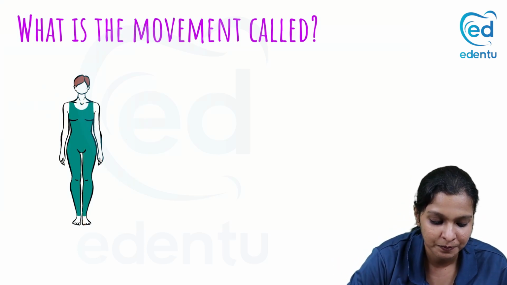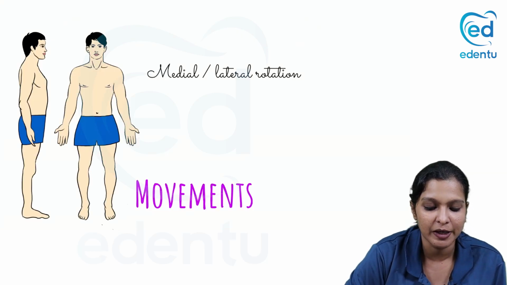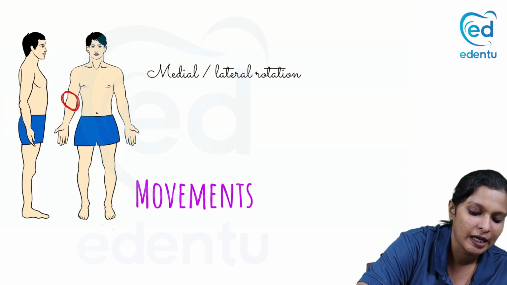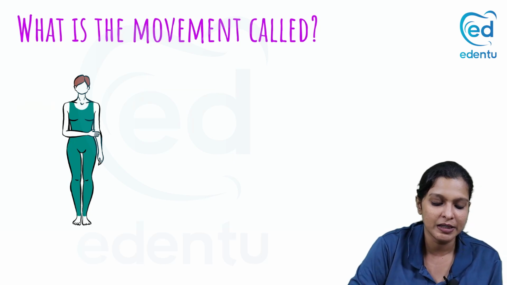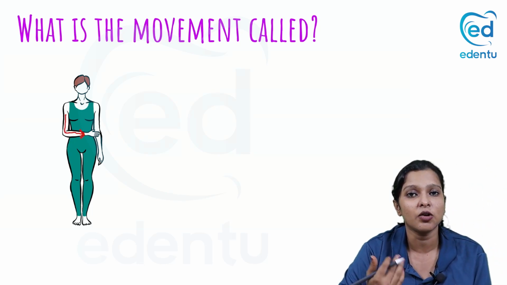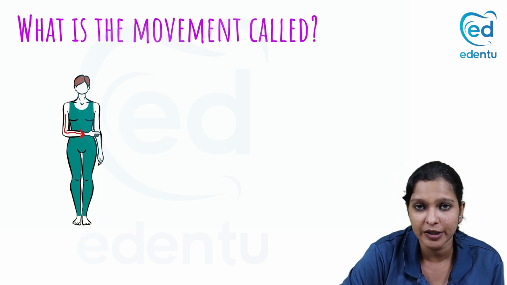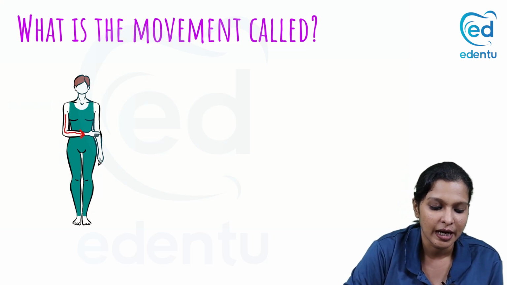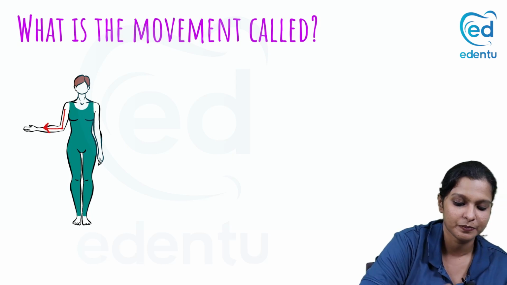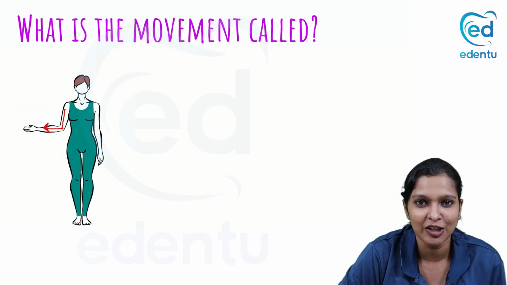The next one, so once again both the hands are in adducted position. The next pair of movements is medial versus lateral rotation. For this, just focus on the elbow joint alone. Here you can see that the elbow joint is moved inwards. Anything close to the midline is called medial. It is rotated inwards, so it is called medial rotation, and if it goes outwards like this, it is called lateral rotation. So that's about the next pair of movement, that is medial and lateral rotation.